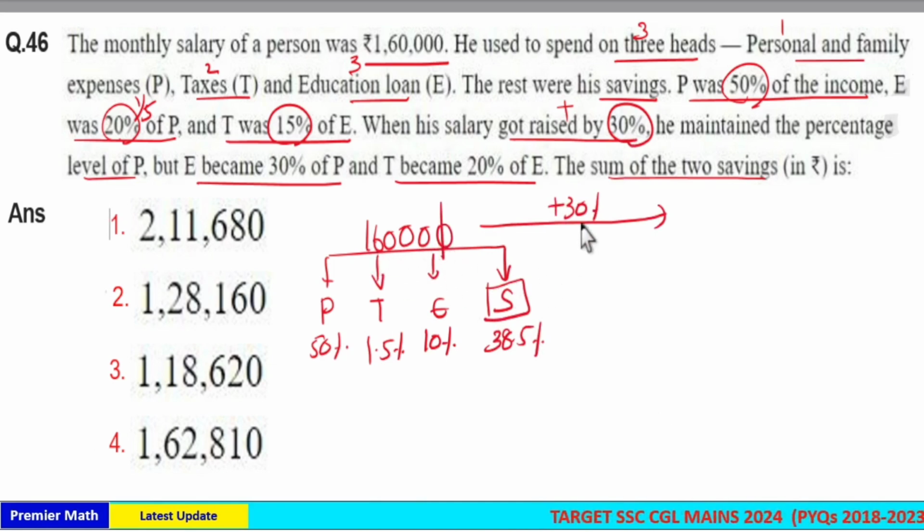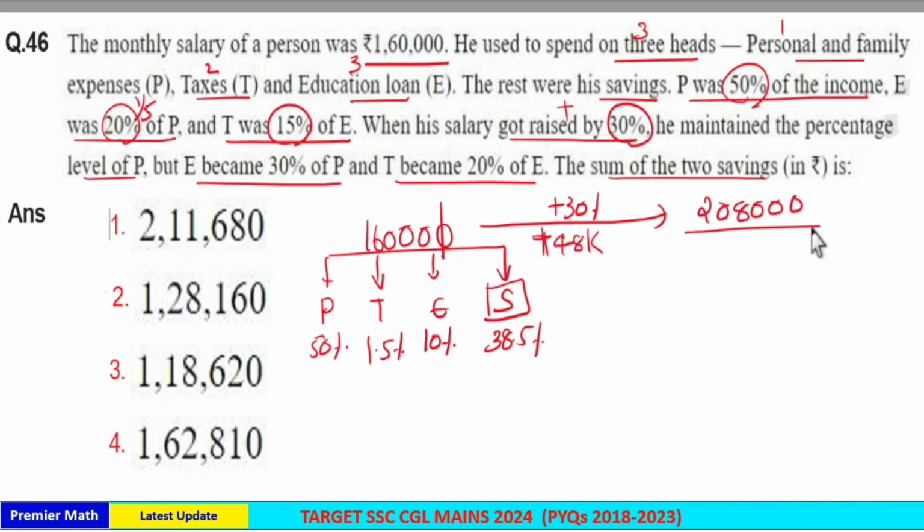Then 30% is equal to 3 into 16,000, that is 48,000. So 1,60,000 plus 40,000 is 2 lakh. 2 lakh plus 8,000 is 2,08,000, the new salary here. Now out of this, he maintained the level of P, that is 50%.